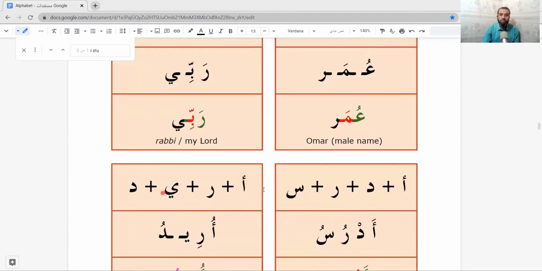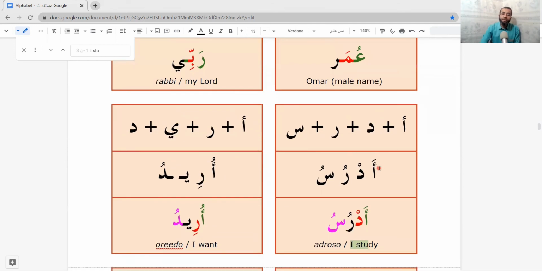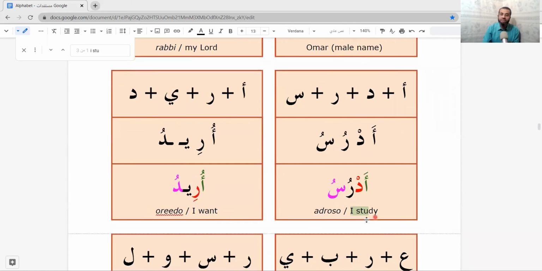And don't say Rabi, because here the Ba has shadda, so it's doubled. Rabbi. Then, this is a verb which means I study. Here it's composed of four letters, Alif, Dal, Ra, and Sin. The Alif has fatha, A. Then the Dal has sukun. So we say what? Ad. Then the Ra has dhamma, Ru. Then Sin has dhamma, Su. Adrusu, I study.